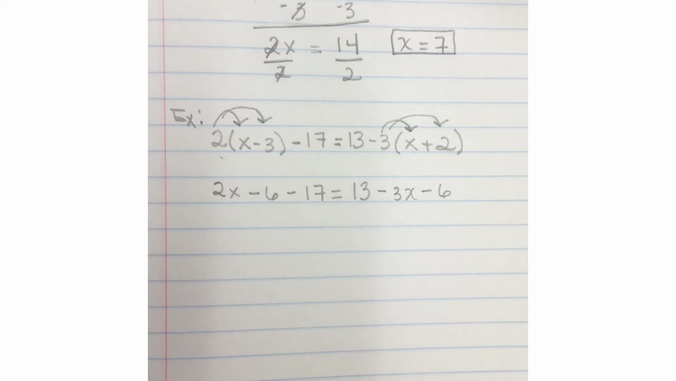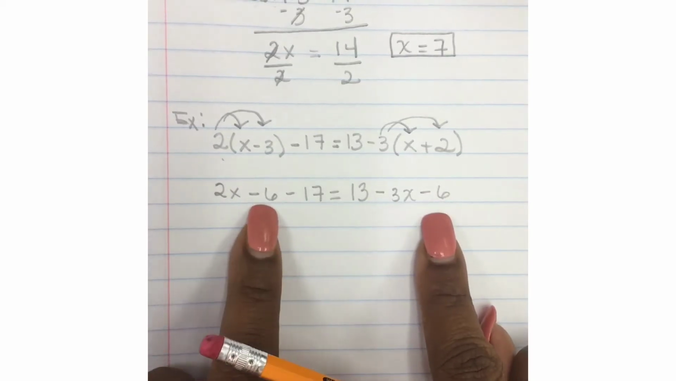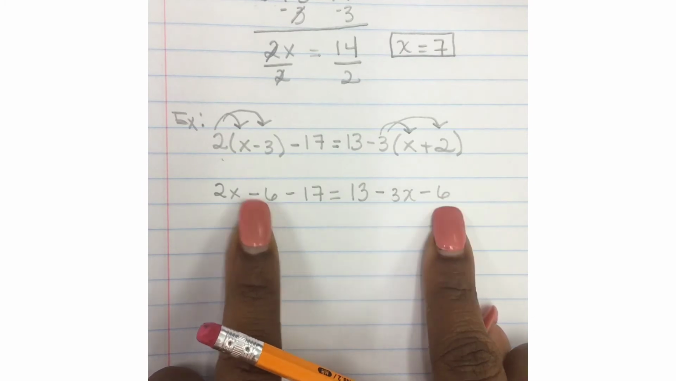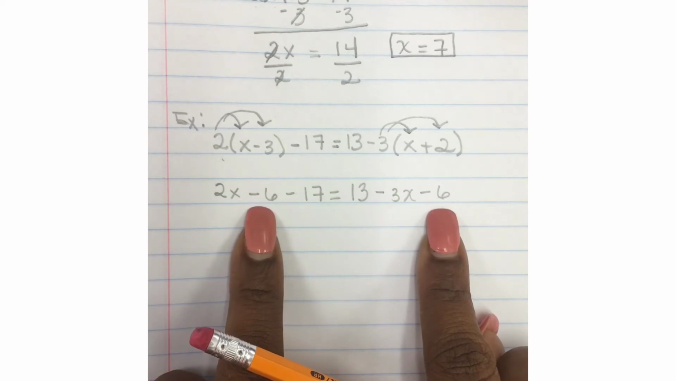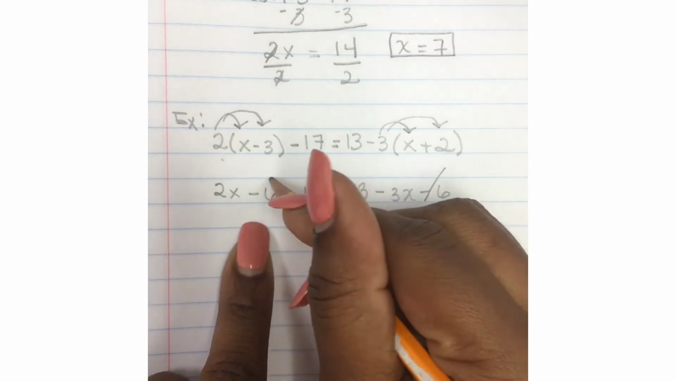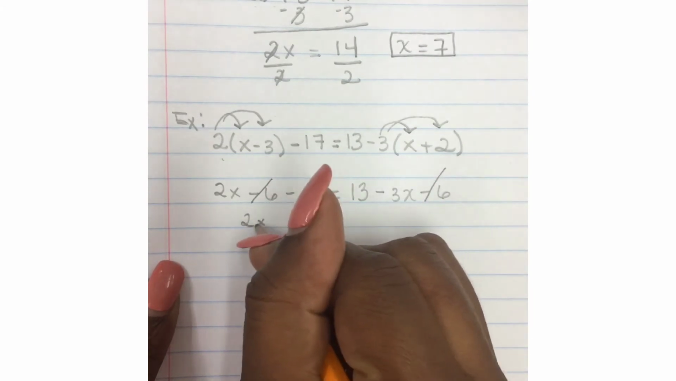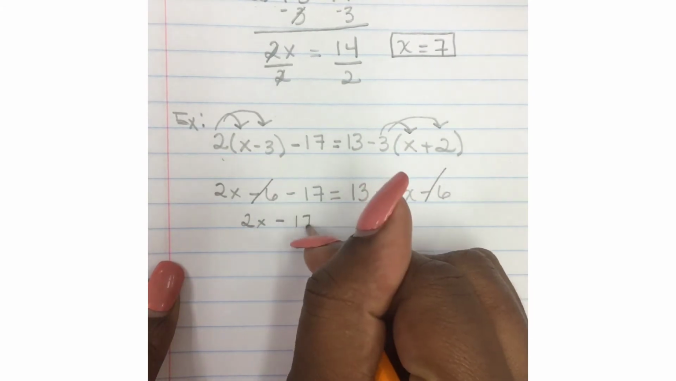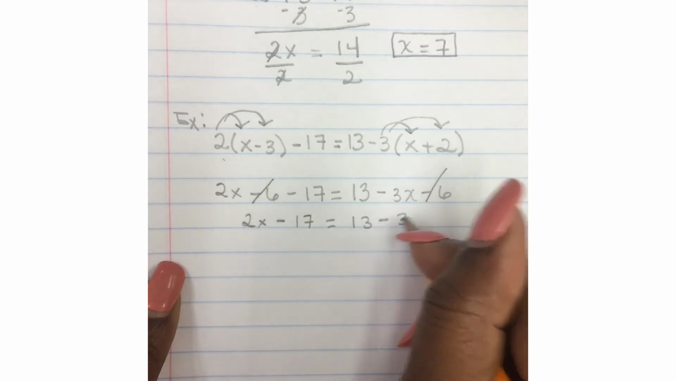Now, right off the bat, we see that we have a negative 6 on this side and a negative 6 on this side. And so whenever we have the same exact number on both sides of the equal sign, those are going to cancel out. And so we're left with 2x minus 17 equals 13 minus 3x.